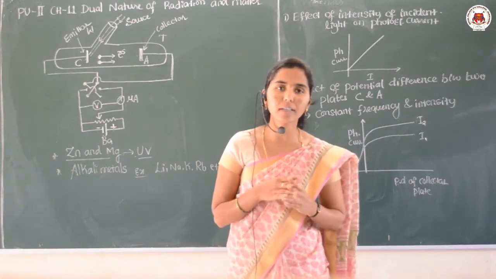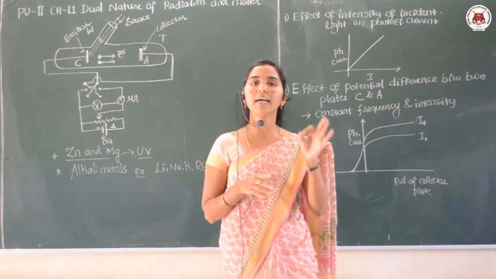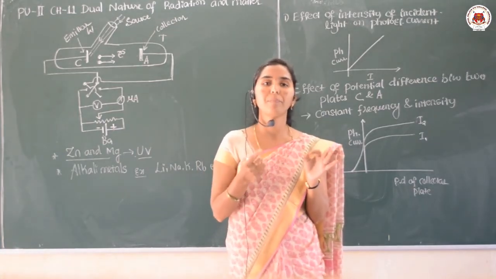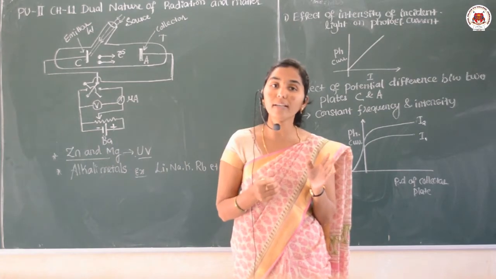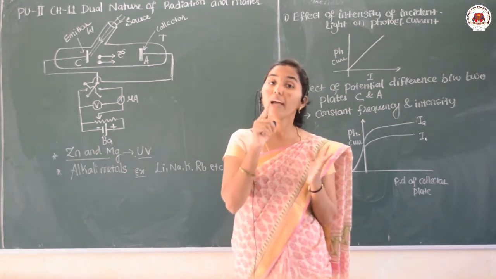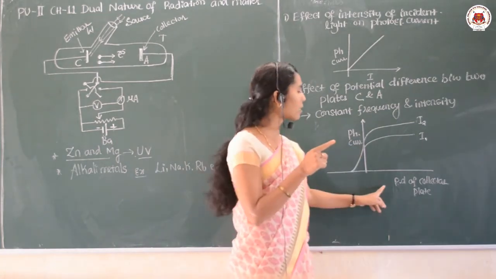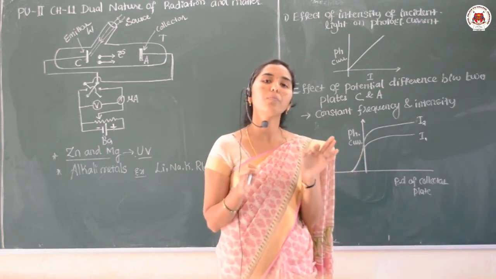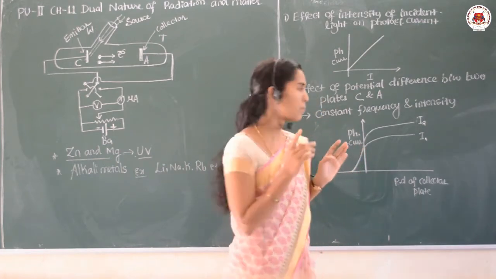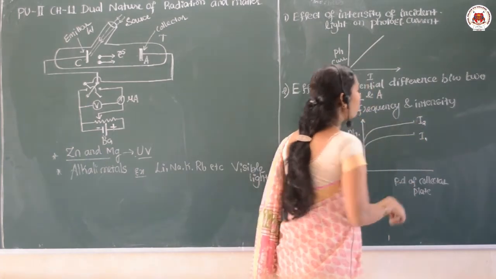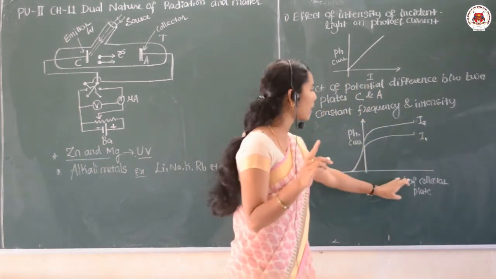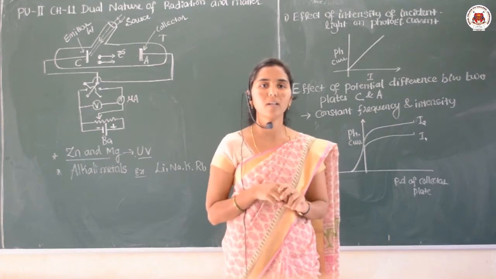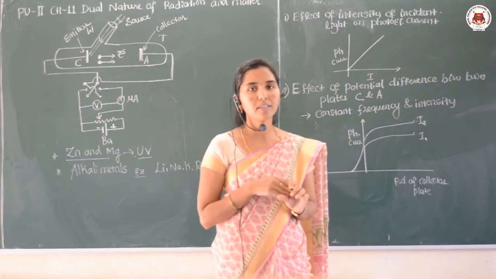What is the saturation current? The maximum current. Which current is it? Maximum photocurrent. The maximum photocurrent obtained when the collector plate is kept at a more positive potential. I hope the definition is clear.